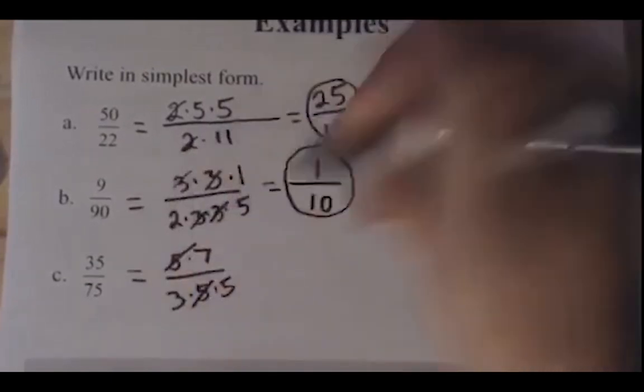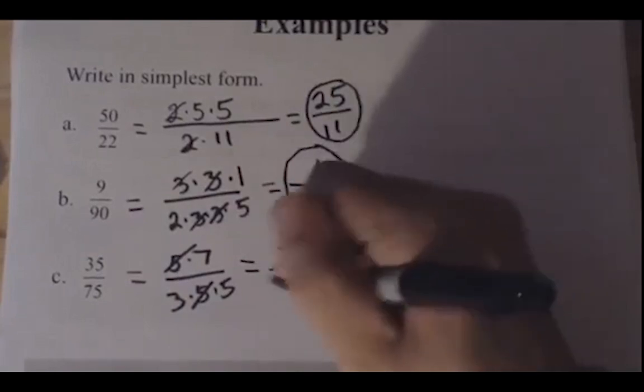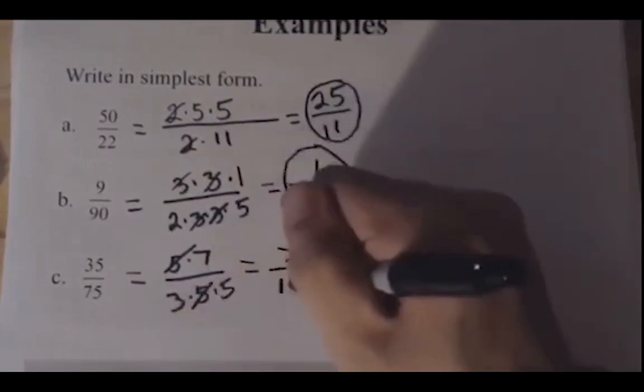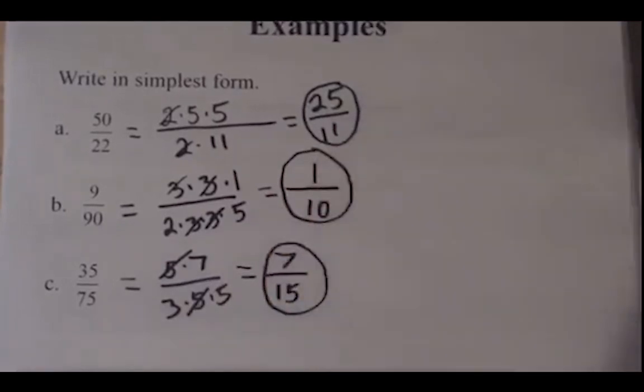One 5 on the top cancels with one 5 on the bottom. We're left with 7 on top, and 3 times 5 is 15 on the bottom. 7/15.